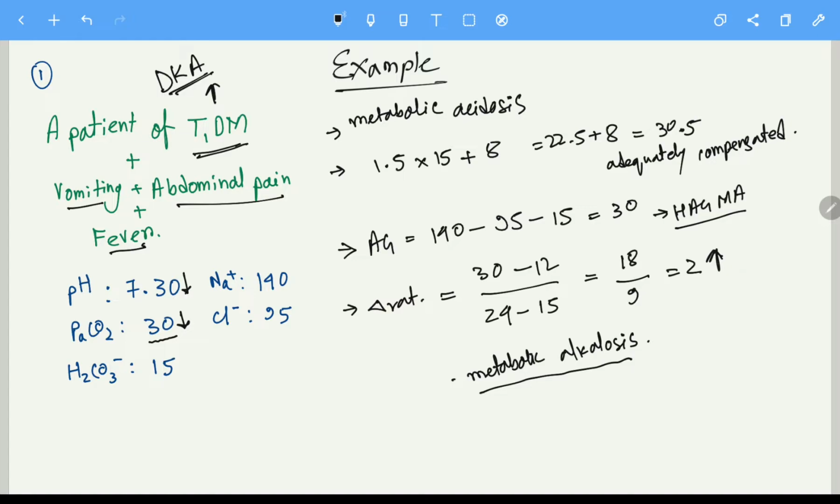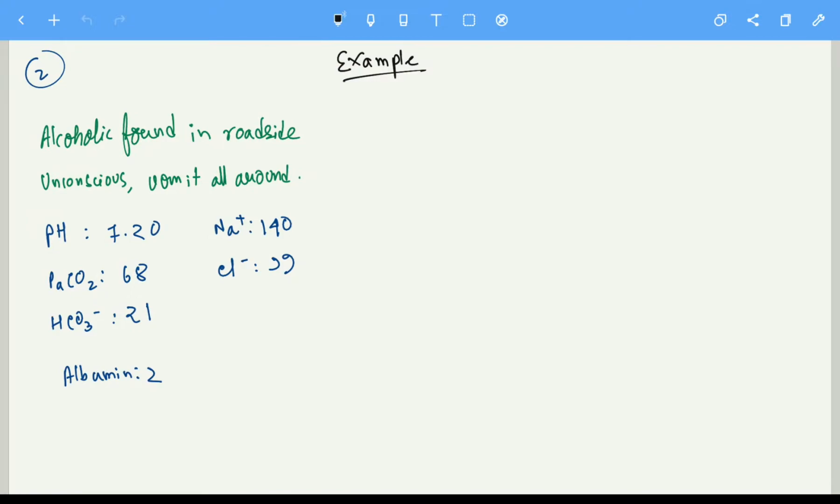What can be the cause of the metabolic alkalosis? Maybe just vomiting out HCl, gastrointestinal loss, which can cause metabolic alkalosis. Okay, so in the next example we have an alcoholic found on the roadside unconscious with vomit all around, a classical alcoholic case. There the pH is 7.2, which is less, which means it is acidosis.